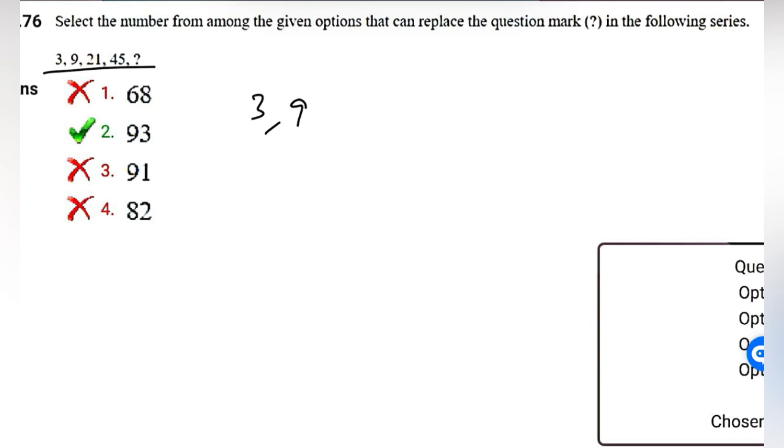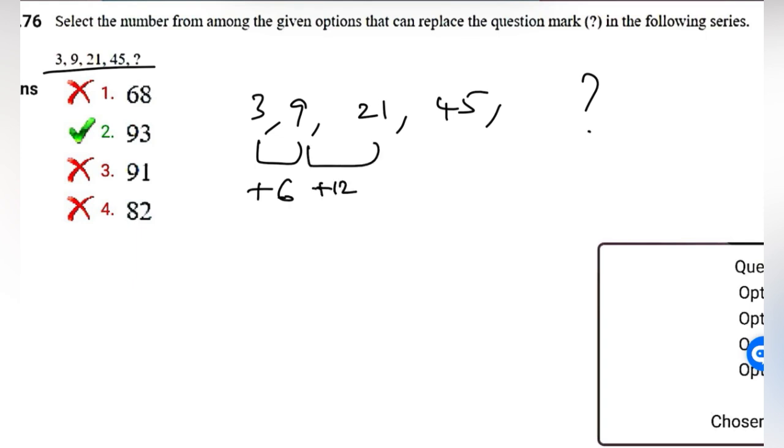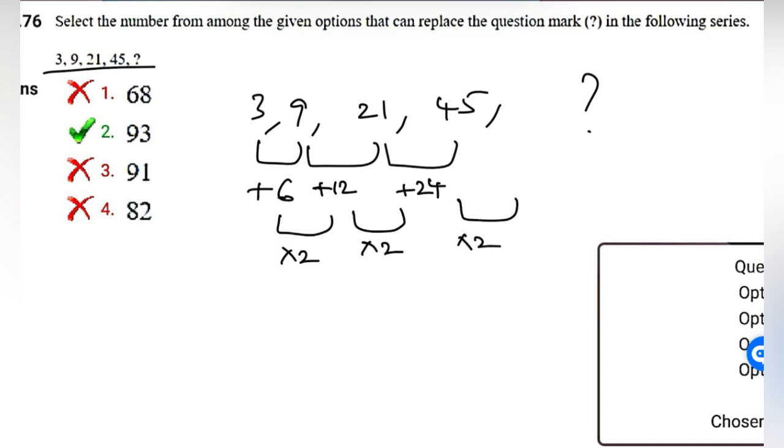Given series is 3, 9, 21, 45 and question mark. Here the logic is 3 plus 6 is 9, 9 plus 12 is 21, and 21 plus 24 is 45. The added numbers follow the logic 6 into 2 is 12, 12 into 2 is 24, similarly 24 into 2 is 48. So 45 plus 48 is equal to 93.